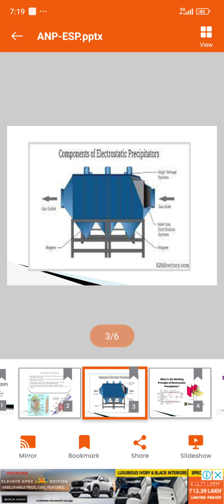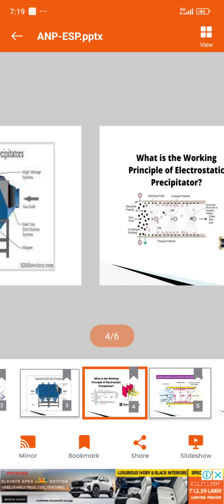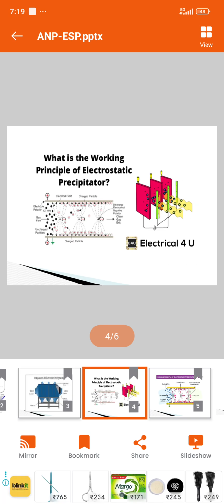Now this is the overall equipment, which you can call an electrostatic precipitator, which is available in industry to remove dust particles from gases. So how does it actually happen? What is the procedure in the electrostatic precipitator? See here, this is the actual working principle of the electrostatic precipitator. So in this slide, we'll see the actual working principle of the electrostatic precipitator.